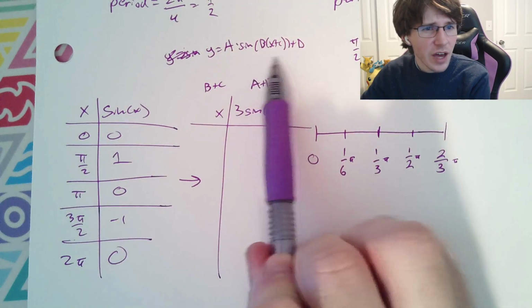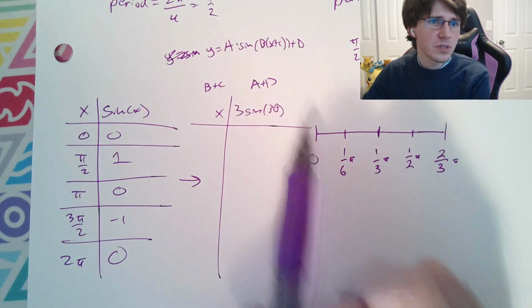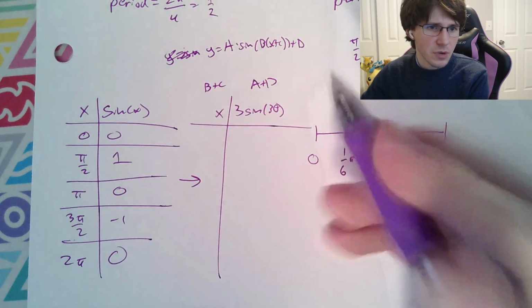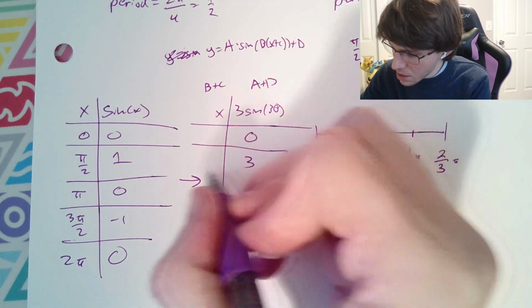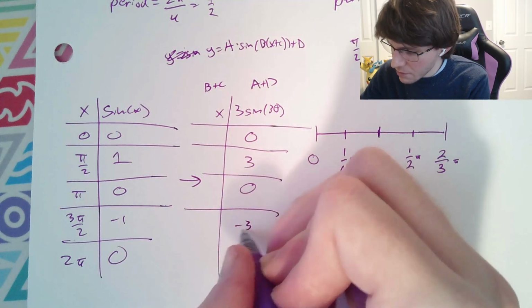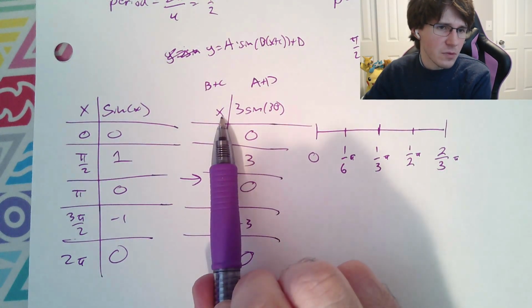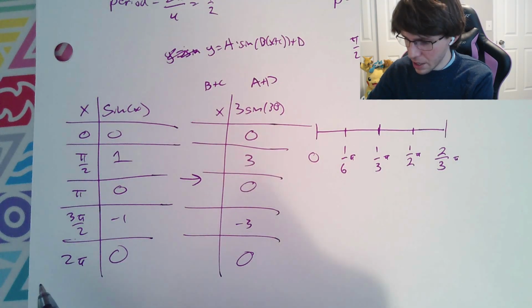These two on the inside of the parentheses affect the X values, and these on the outside affect the Y values. So the A here, all these Y values are getting multiplied by 3. So we're simply going to have 0 still, and then 3, and then 0 still, and then -3, and then 0 still. Whereas the ones on the inside will be dividing. So you're dividing all of these by 3 instead of multiplying by 3.